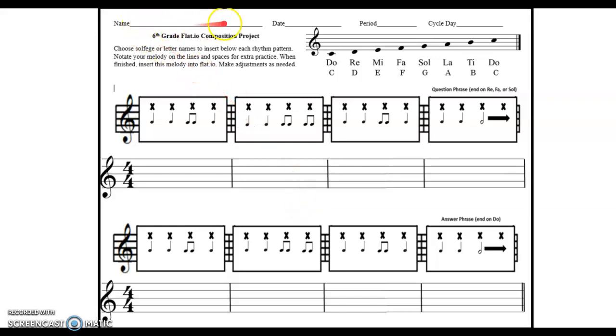So you do want to make sure you put your name at the top, today's date, the period, period 5, and cycle day. It's also cycle day 5. And then work on composing.